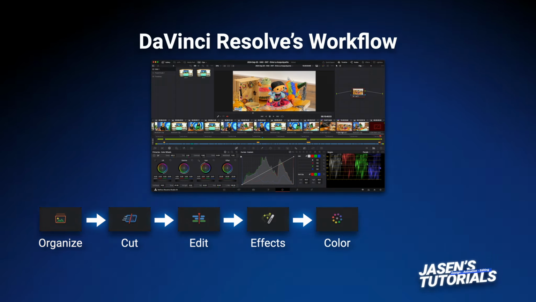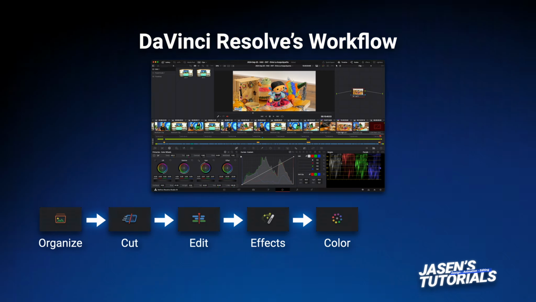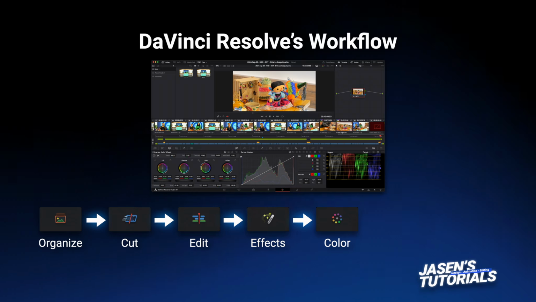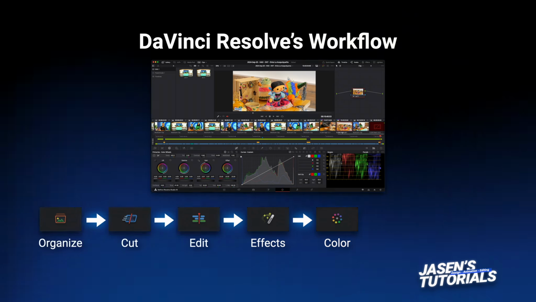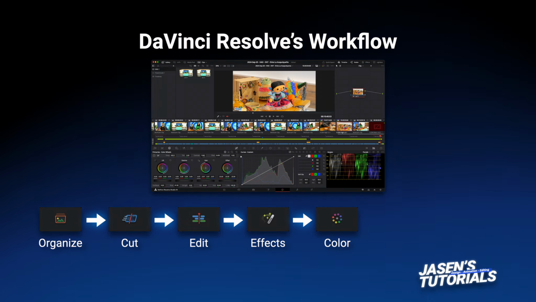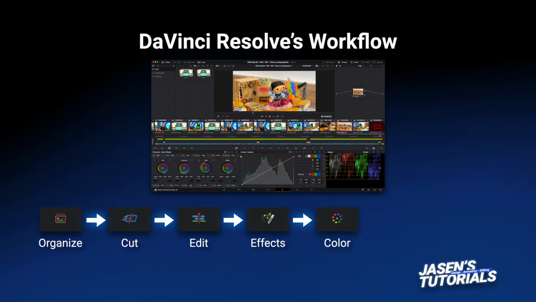And the color page is divided into 7 main areas that work together to let you build a grade. So it's very flexible. It's node based, and I'll talk to you guys later about what that is. But this is the color page, and this page allows you to color correct your videos.